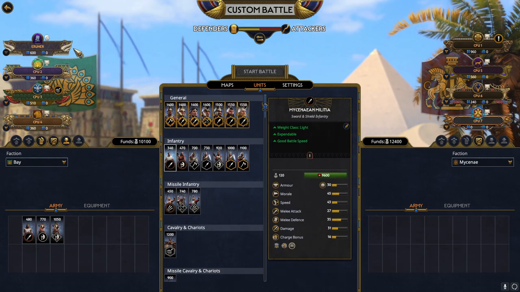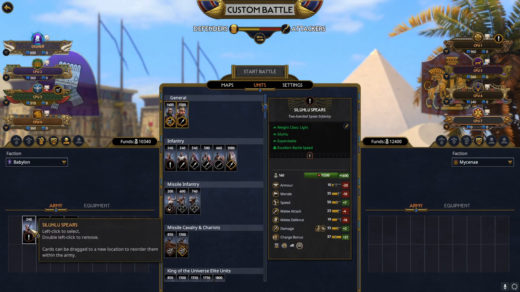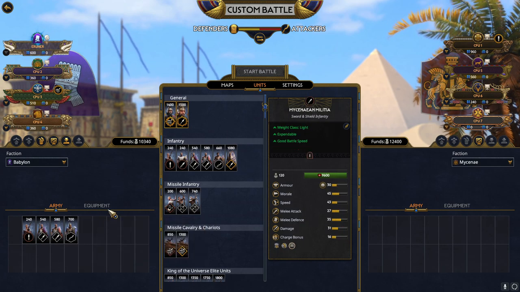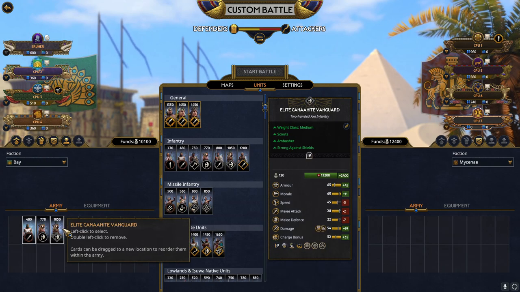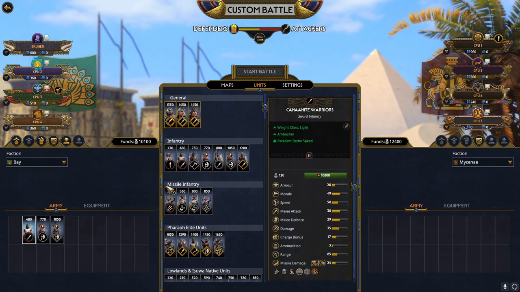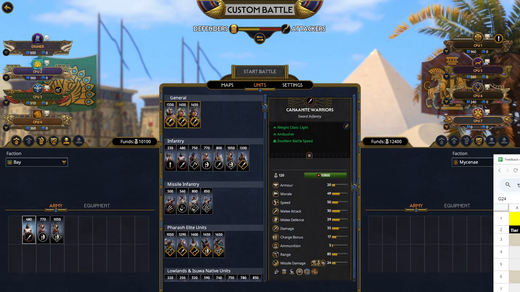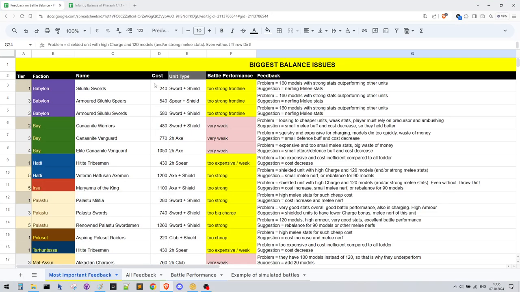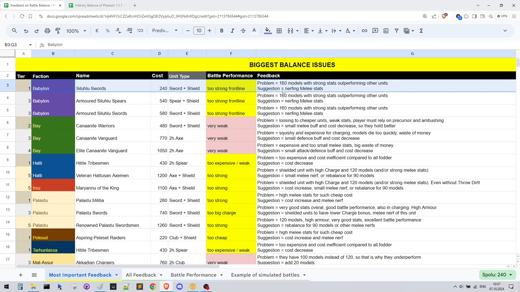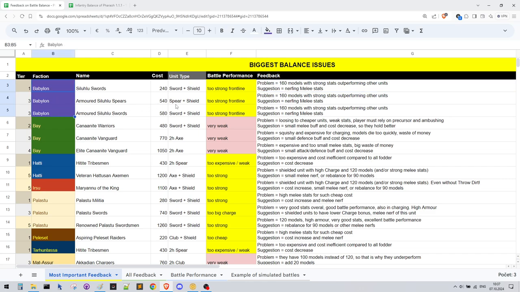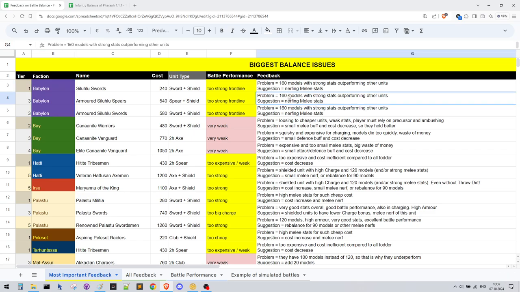Let me start with the most broken units in the game. I can show you which units are very strong, or which units are very weak. To make this easy for you, I made a big Excel which I simplified, and you can read about your favorite roster to see which unit is actually very strong and maybe some reasoning of why. For example, we already see that Babylon has very strong units, and my reasoning is that they have 160 models and very strong stats, and that they are outperforming other units.